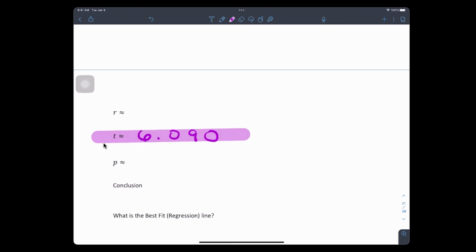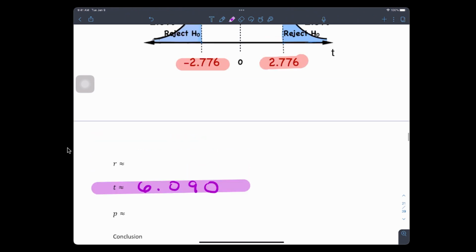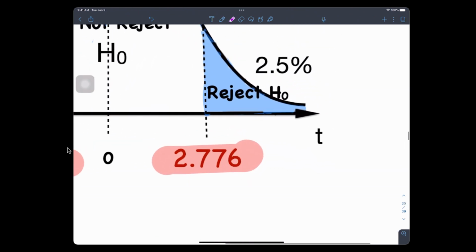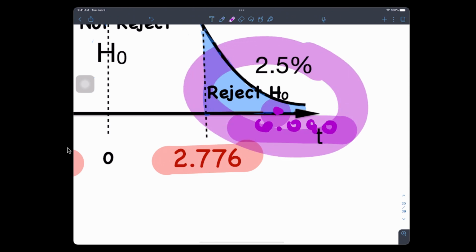You guys get the test statistic? 6.090 in the calculator? What does that mean? Where is that? Isn't that to the right? 6.090, isn't that where your test statistic is? What neighborhood is that in? Can you guys see it? Your test statistic is in the reject the null neighborhood.